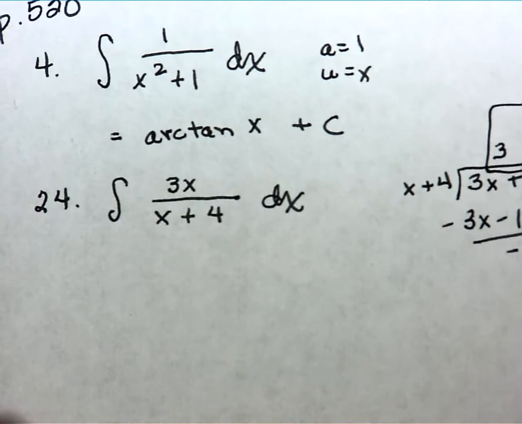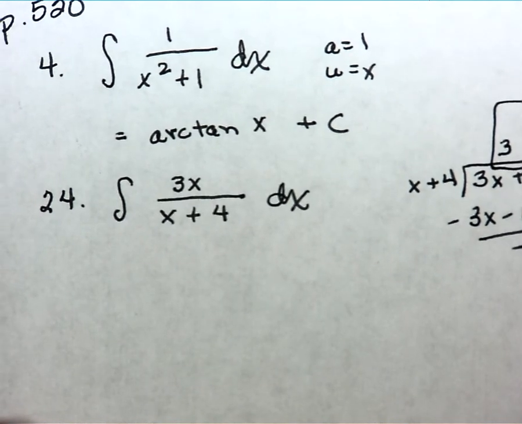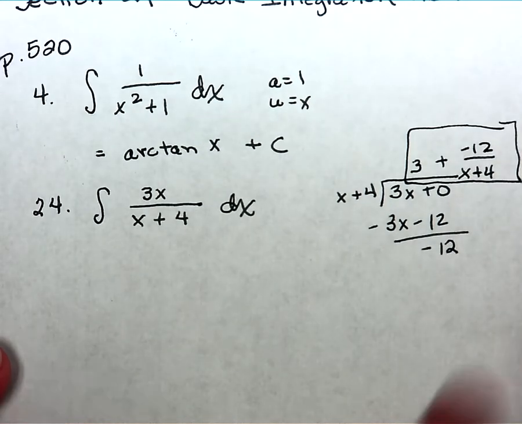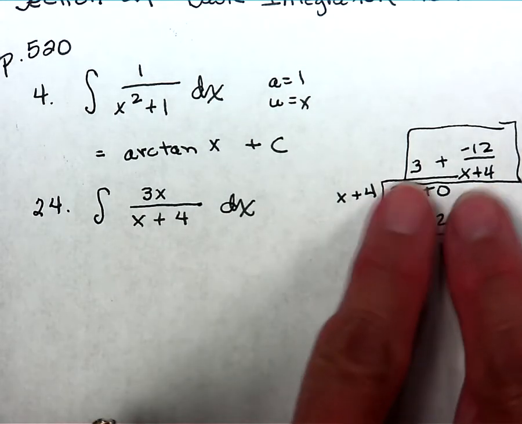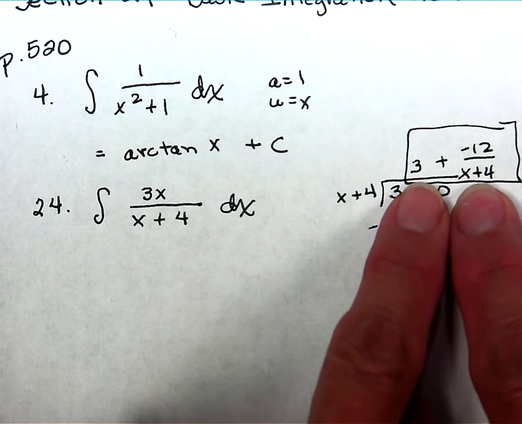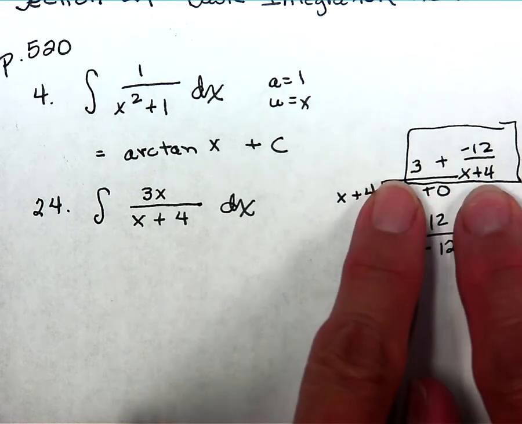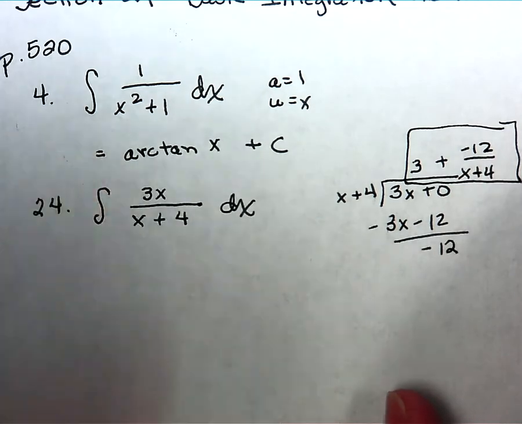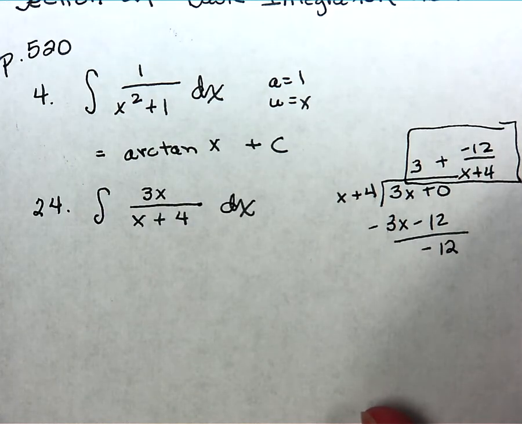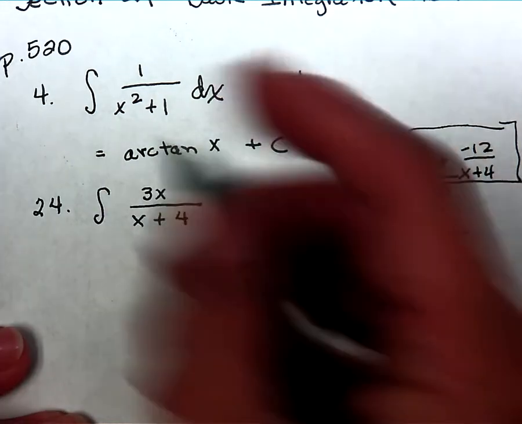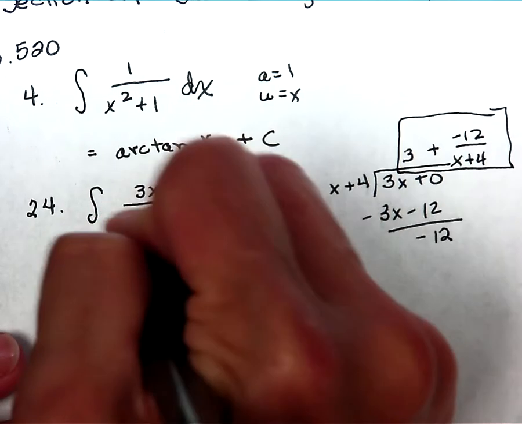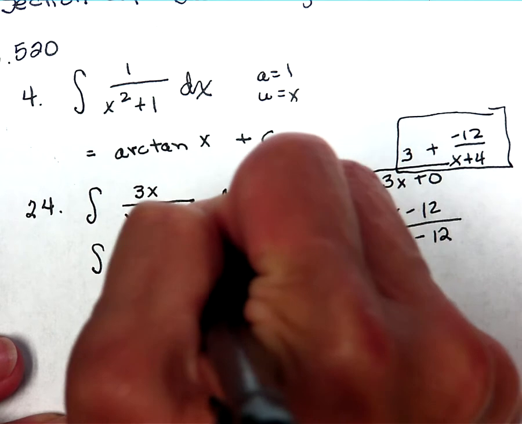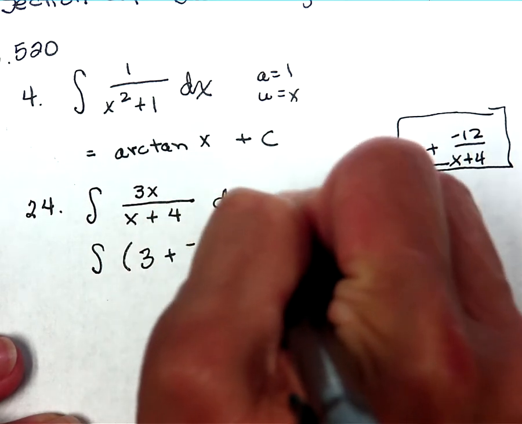I'm going to do it that way because that's what you thought of, and then I'm going to tell you what I thought of. And we should get the same answer either way. I'm going to double check if I combine these, because I'm OCD about checking. I'd have to multiply 3 times x plus 4. That'd give us 3x plus 12. And when I subtracted that 12, I'd be back to the 3x I started with. So my division's right. And I'm going to rewrite this integral as 3 plus negative 12 over x plus 4 dx.